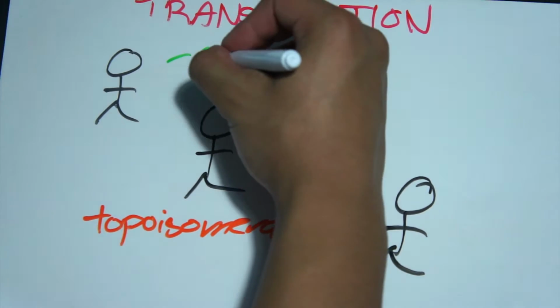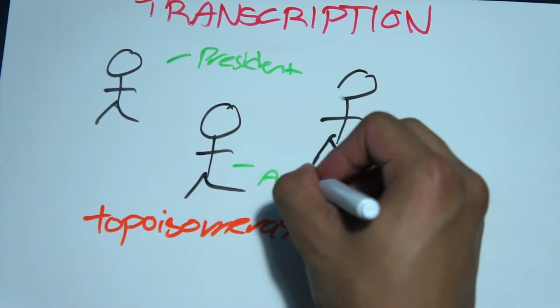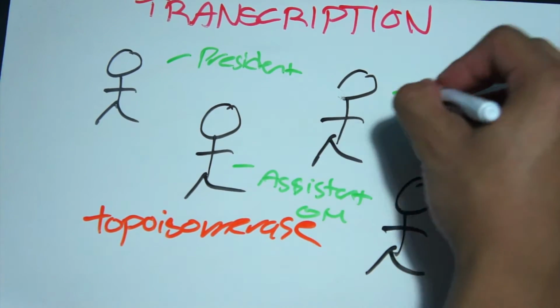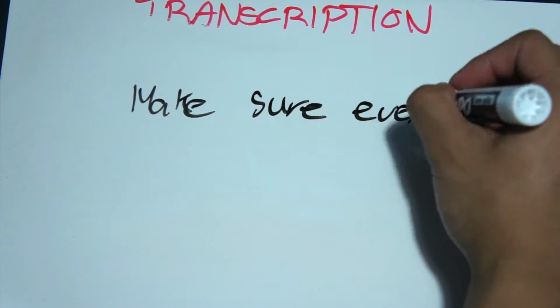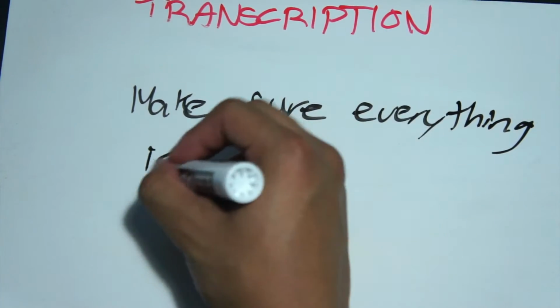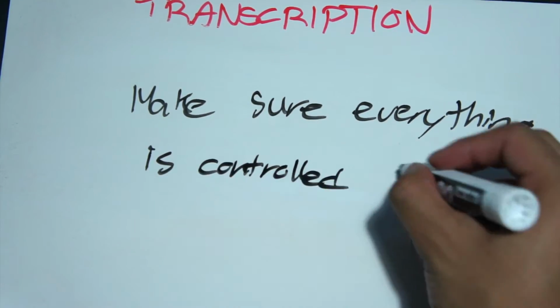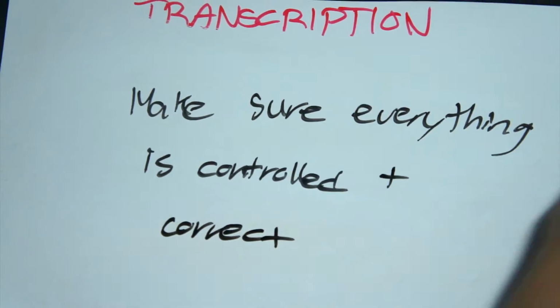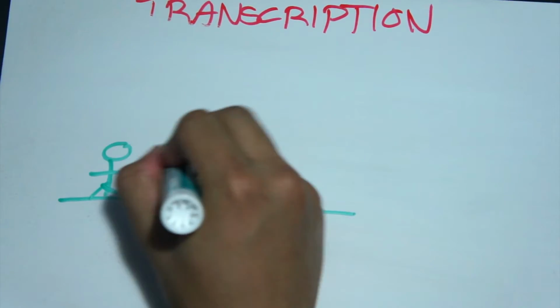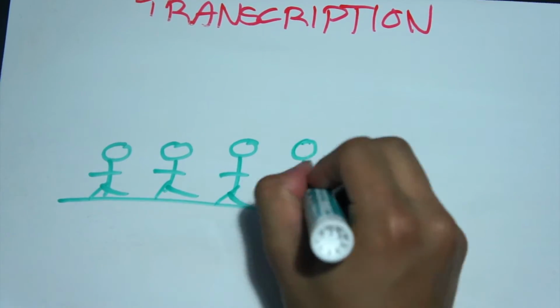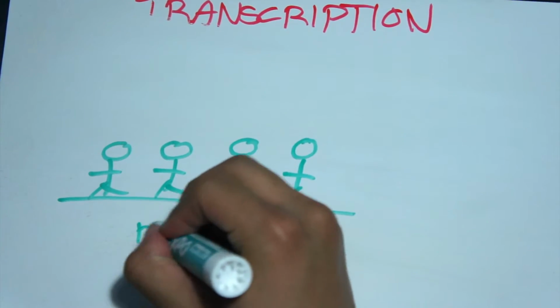Topoisomerase, on the other hand, is like the other management, your president, your assistant GMs, your owners, and they help make sure that everything is controlled and correct. So they don't want to make any mistakes during that whole process, or else they're going to break down, collapse, and their team's going to lose, not going to be successful.